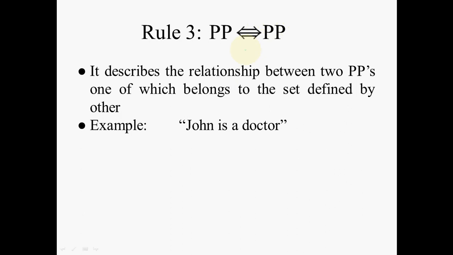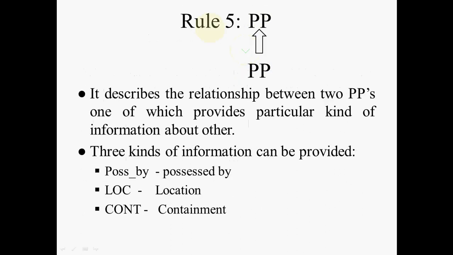Okay, but rule number 5 that we are going to see now is the rule wherein both these objects are totally different. This PP may be John and this PP may be somebody else, maybe his dog. Basically this rule is used to describe the relationship between two PPs, one of which provides a particular kind of information about the other. Now what information are we talking about?